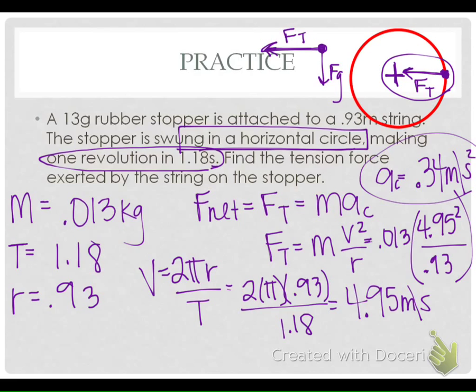Why does the mass have to be in kilograms? Because that's the base unit for mass. All right. Anything else? Okay. Let's try a little easier one.